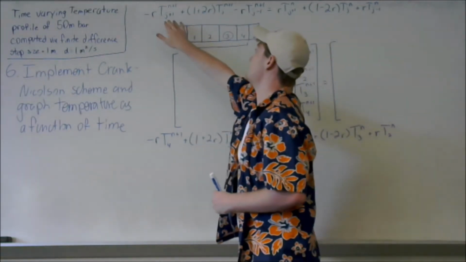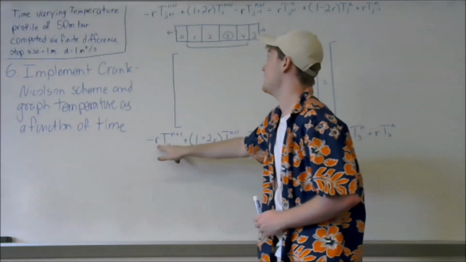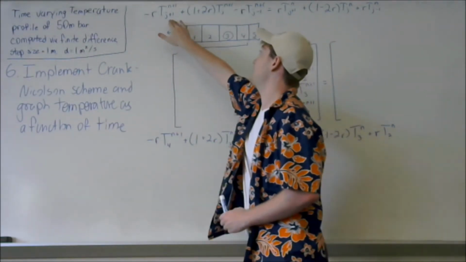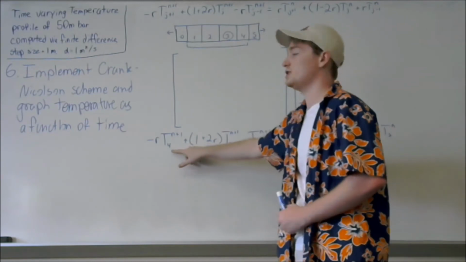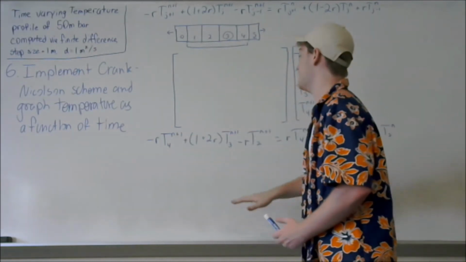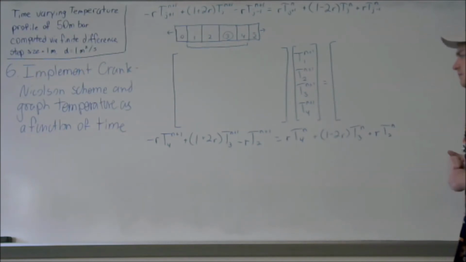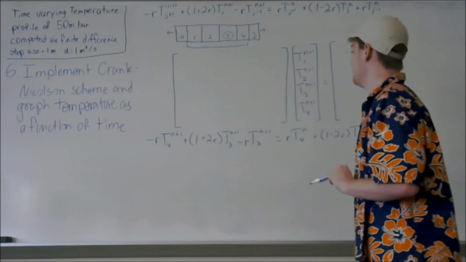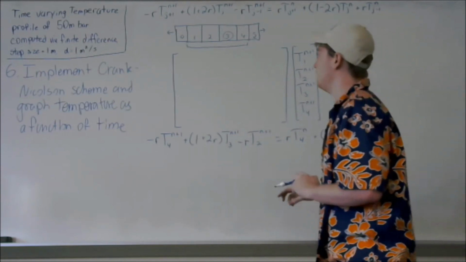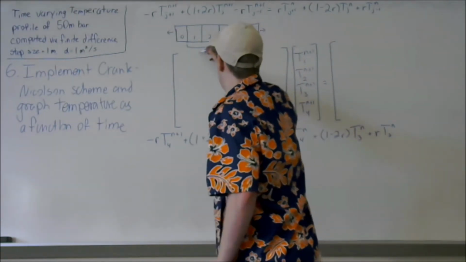So for example, this first value here becomes a negative r times t. J plus 1 is 3 plus 1, which is 4, and then n plus 1. And then all the way through, that's exactly what I've done. So how does this relate to what we're doing within the matrices? Well, we have columns here. We're going to have 4 columns.